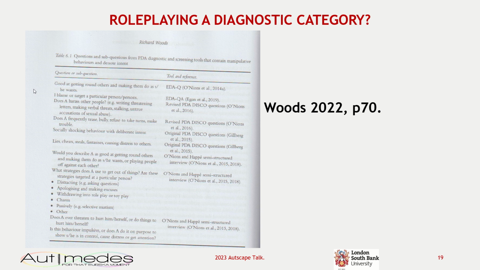So this is a screenshot of a table I had published in a book chapter about 7 months ago. These are example items from various open access PDA tools. These questions indicate that PDA behaviours are often done deliberately with intent. If you actually read them, a lot of these features are not indicative of autism. So it's just like, does A ever threaten to hurt himself or herself, do things to hurt him or herself? Is this behaviour impulsive? Is it done on purpose? Is he or she in control, cause distress, or get attention? Did they lie, cheat, steal, fantasize, cause distress to others? Did they do socially shocking behaviour with intent? Do they frequently tease, bully, refuse to take turns, make trouble?